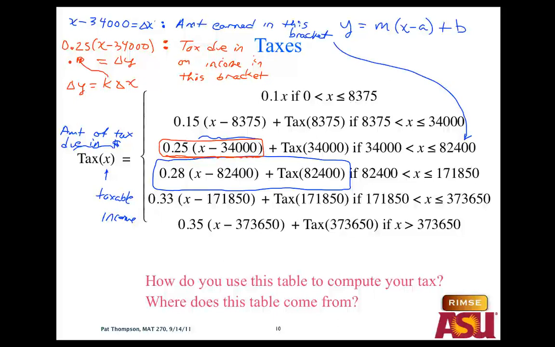Okay, so we want to relate it to our understanding of constant rate of change. What you're saying is absolutely true. But how can we understand it the way we've been learning constant rate of change? Chloe. For the change in x, which is x minus 34,000, y will change by 0.25 times that. Okay. So you have this amount of income in that bracket, and what is the change in y calculating, and what does the 0.25 have to do with it?